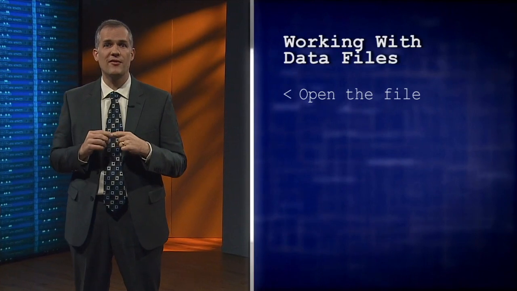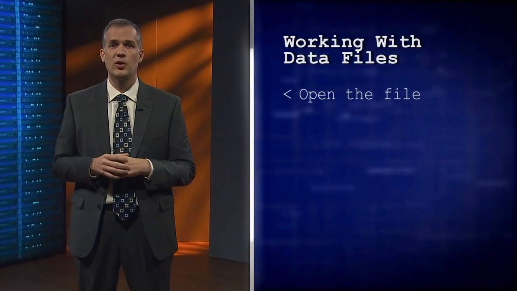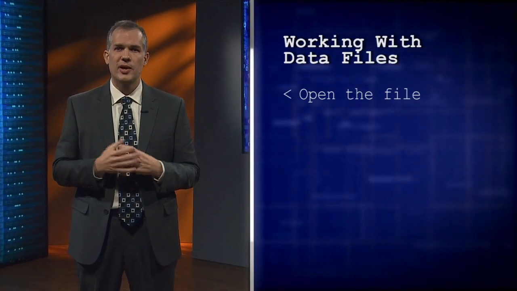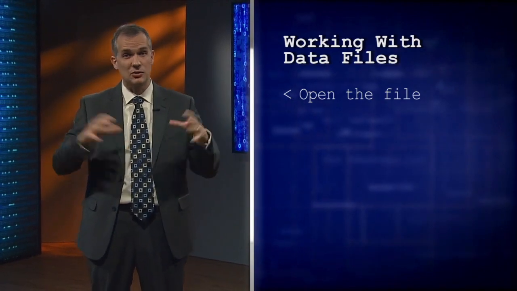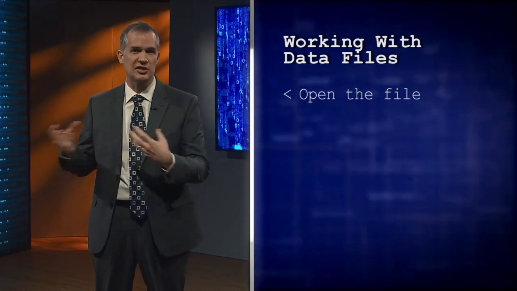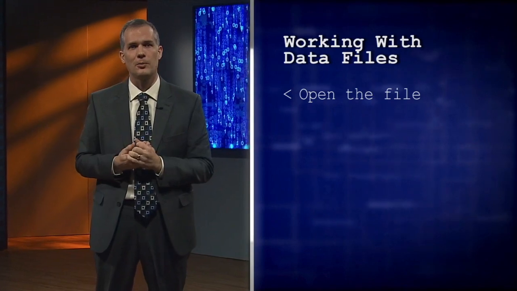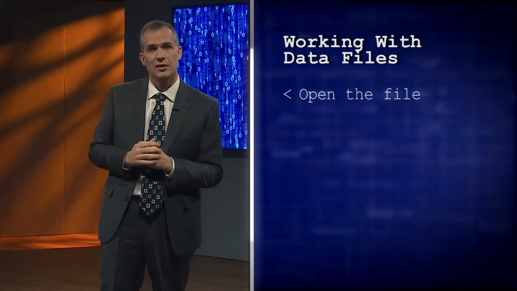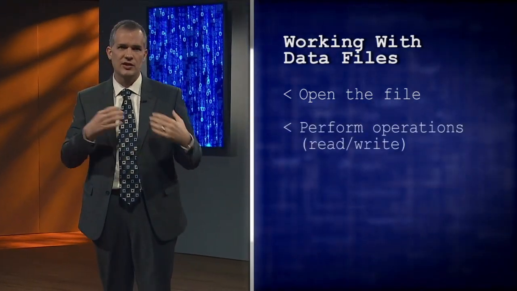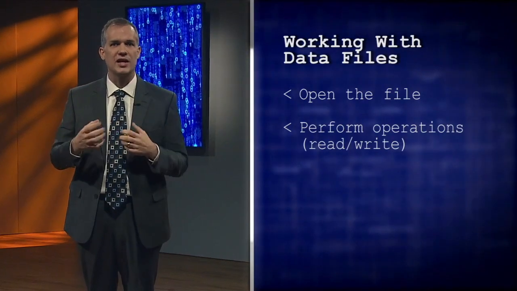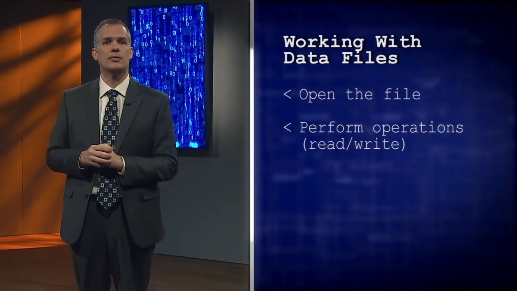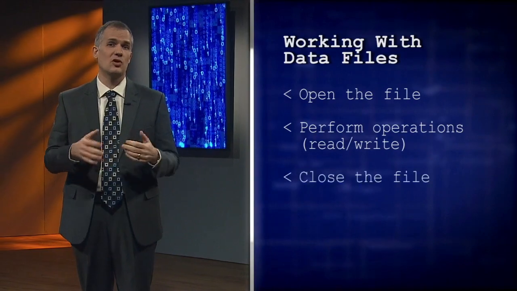There are basically three things we need to do with data files in our programs. First, we have to make a connection with the file. We call this opening the file. We have to tell the computer that there's this thing outside of our program that we're going to be using inside of our program for input or for output. Second, once a file is opened, we'll eventually start working with it, actually reading data from it or writing data to it. Finally, once we're done, we'll close the file.